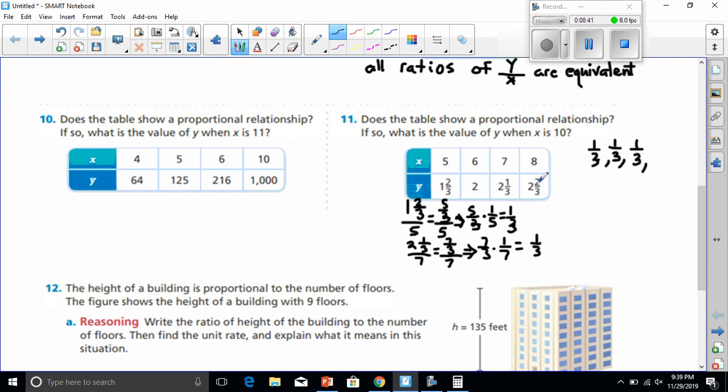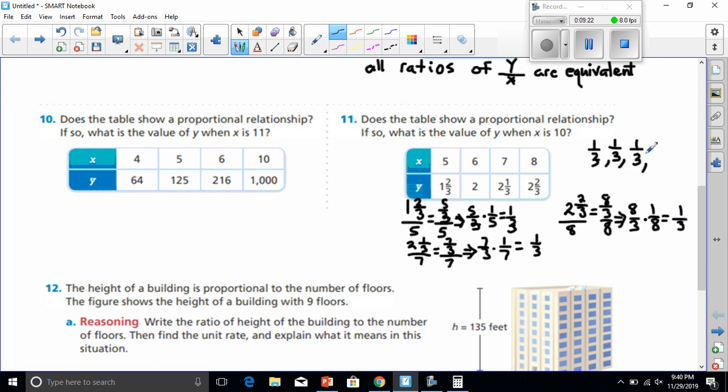And this last one here is 2 and 2/3. Let's see, 2 and 2/3 divided by 8. Well, 3 times 2 is 6, and 6 plus 2 is 8. So this is going to equal 8 over 3 divided by 8. Using KFC, this would be 8 over 3 times 1 over 8. And again, we can cross out those 8's, leaving this with 1/3.